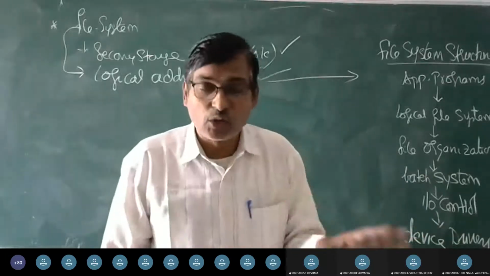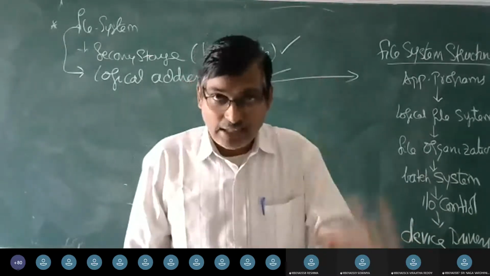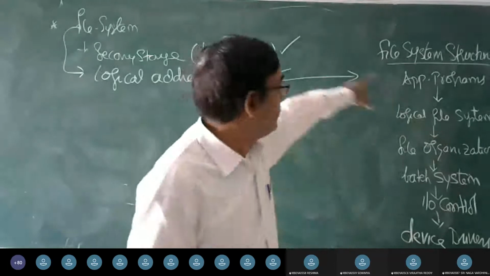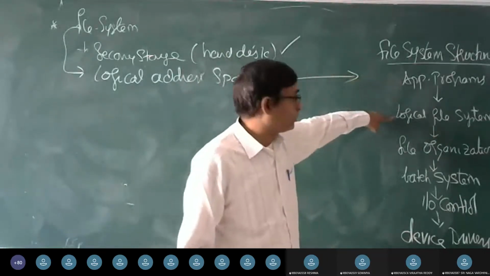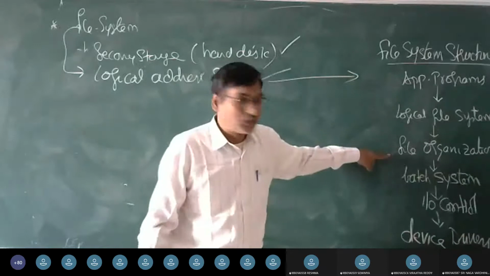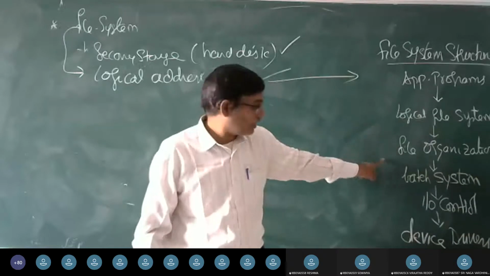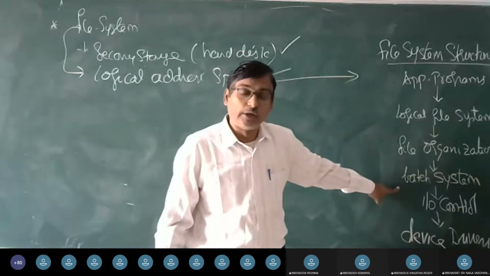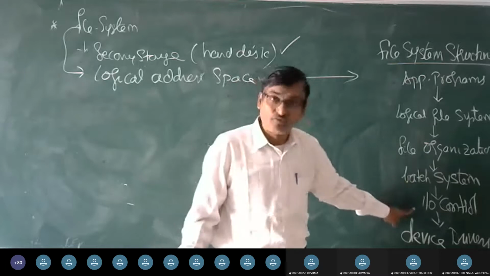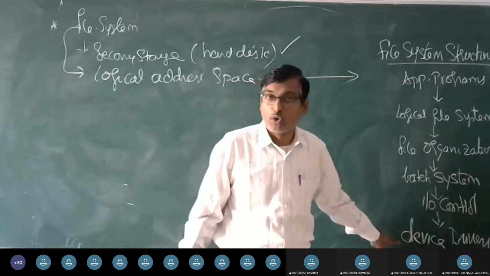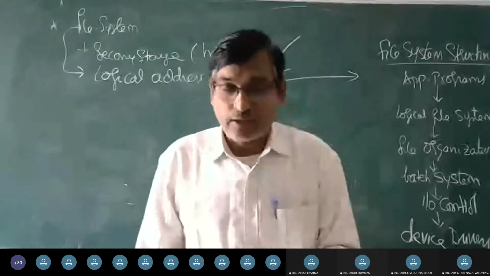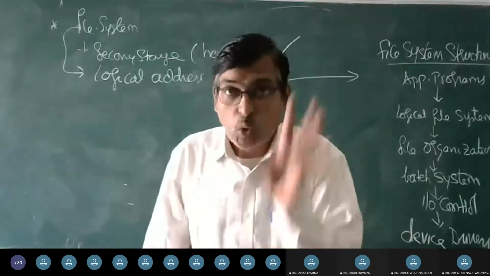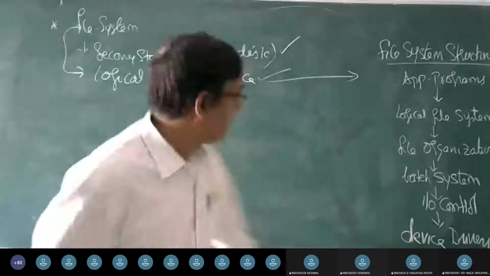So the items which are going to be part of a file system implementation will be, 1, application programs, 2, logical file system, 3, file organization, 4th, batch systems, 5th, I/O control, and 6th, device drivers. Fine. Now let us go in depth, item by item.